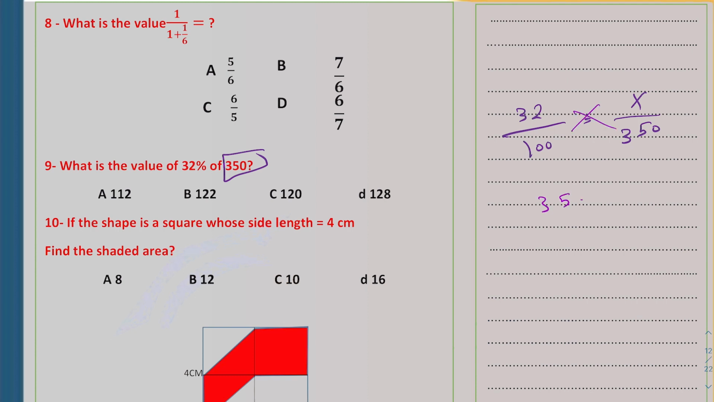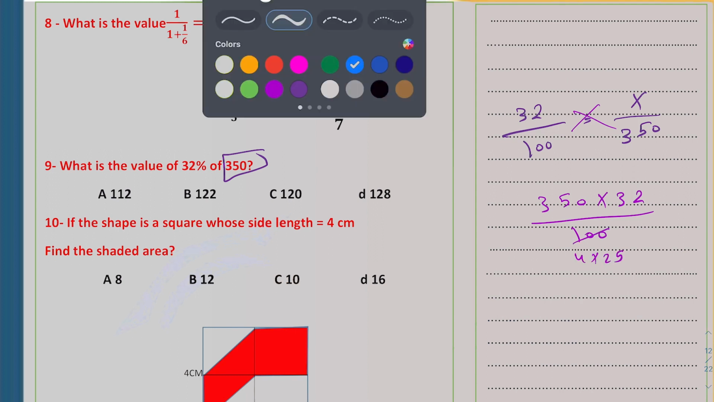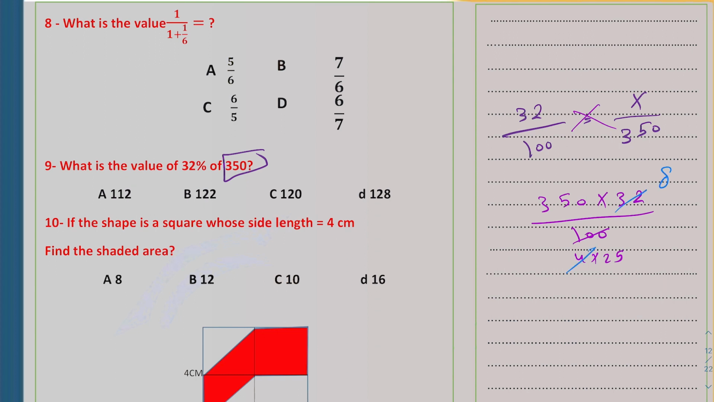So 350 multiplied by 32 divided by 100. I told you that 100 is 4 times 25. So I can write it here 4 times 25. Why? Because I can now cancel, divided by 4, it will be 8. 35 I can divide by 5, it will be 7. 25 divided by 5, it will be 5. 70 divide by 5, 14. And now we can multiply 8 by 14. 14 times 8. 4 times 8, 32. 2 and carry 3. 1 times 8, 8 and 3, 11. So it's 112.